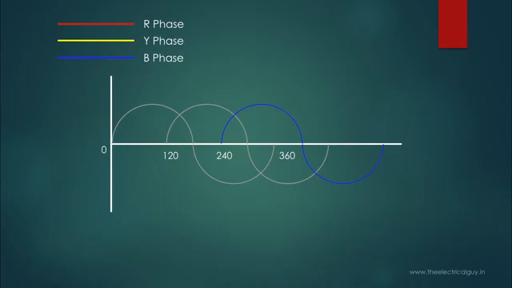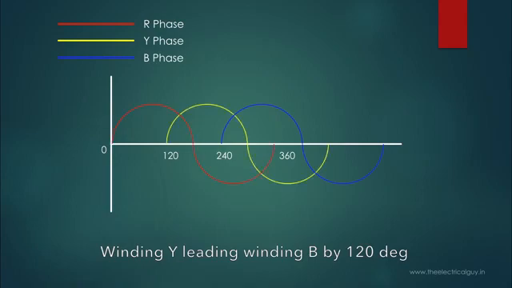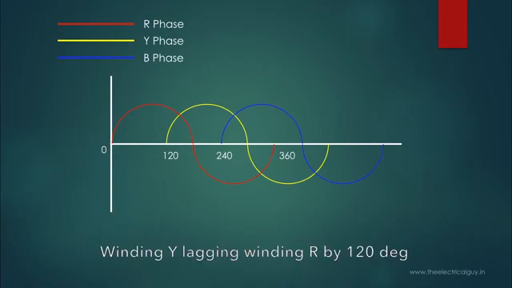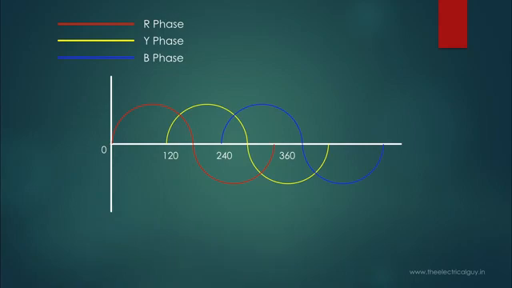its peak value. We can also say that the waveform of winding Y is leading the waveform of winding B by an angle of 120 degrees, because winding Y is reaching its peak value 120 degrees before winding B. Or we can say that the waveform of winding Y is lagging the waveform of winding R by 120 degrees, because winding Y is reaching its peak value 120 degrees after winding R.